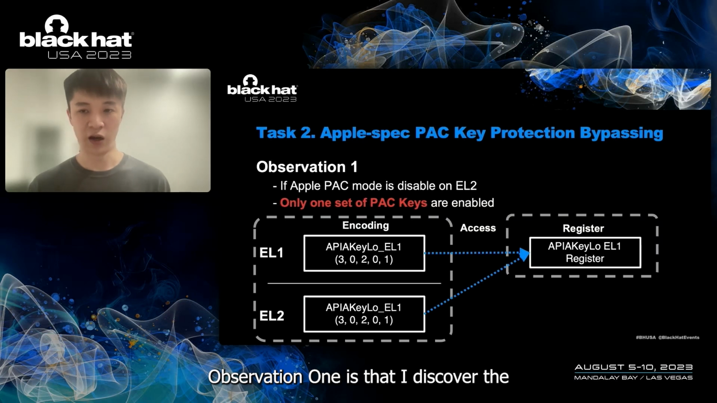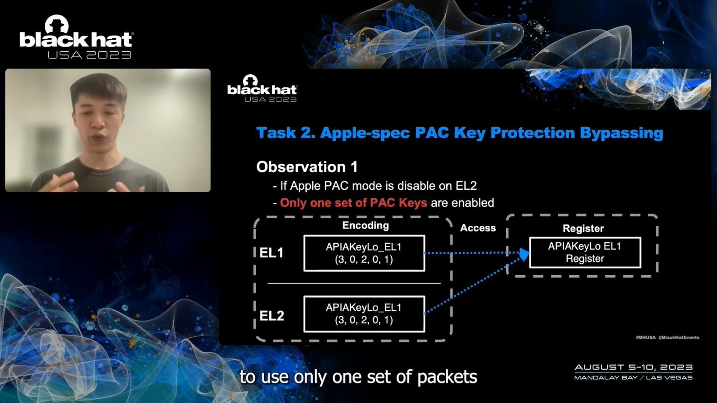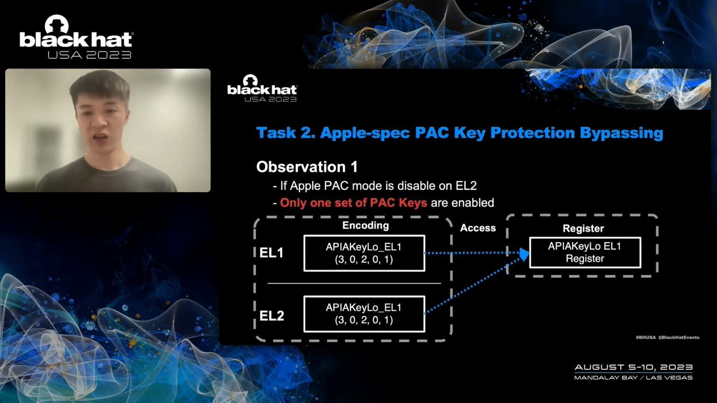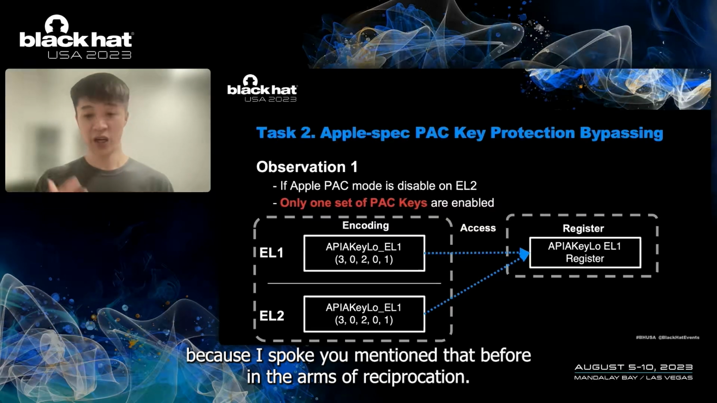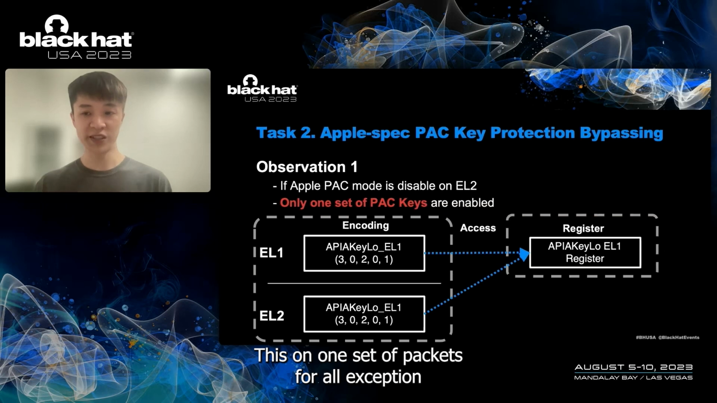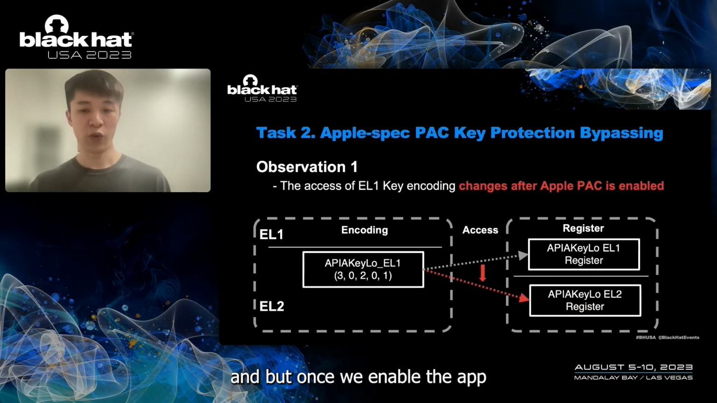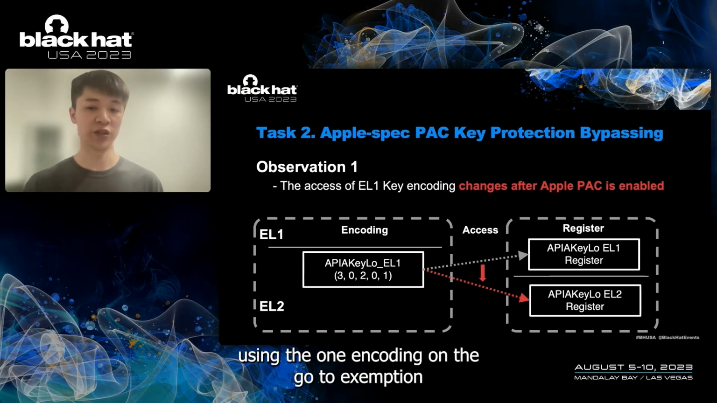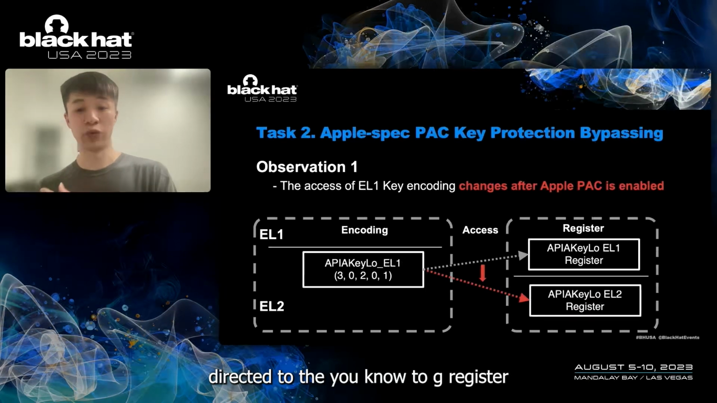Observation one is that I discovered that if the Apple PAC mode is disabled, there's only one set of PAC keys available for signature generation. This phenomenon makes sense because, as we mentioned before, in the ARM specification, there's only one set of PAC keys for all exception levels. But once we enable the Apple PAC on EL2, the access using the EL1 encoding on the EL2 exception level will be redirected to the EL2 key register.